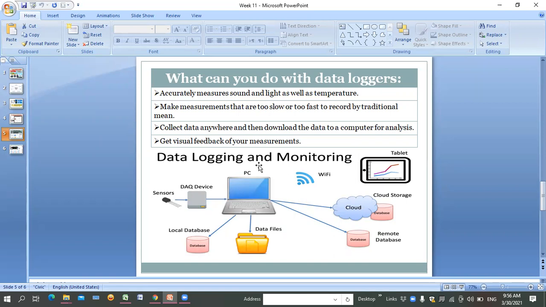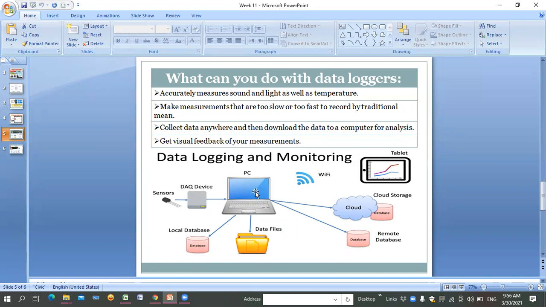Number four, get visual feedback of your measurement. Visual feedback means you can see it visually, in the form of a graph, in the form of a pie chart. Different charts show you the data logging, like whether the temperature is increasing or decreasing, in the form of your graph or your chart.